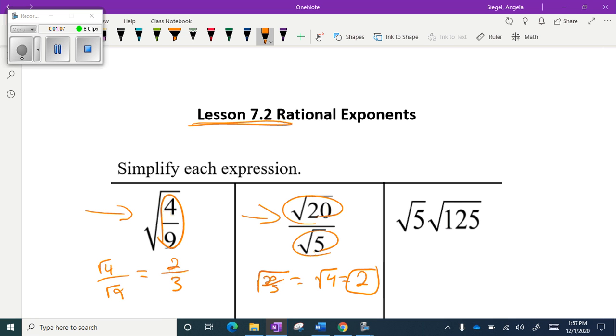So in the last chapter, we would split things up where it looks like this, but know that you can also go the other way. So 5 times 125, we can squeeze that underneath the same radical, and that's 625. And the square root of 625 is 25.